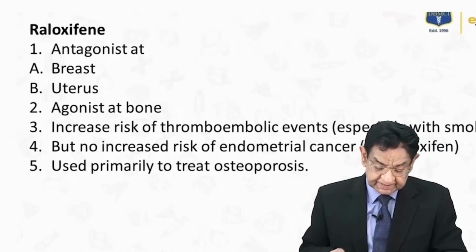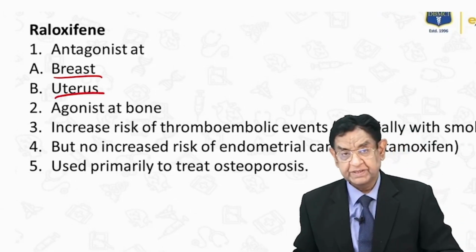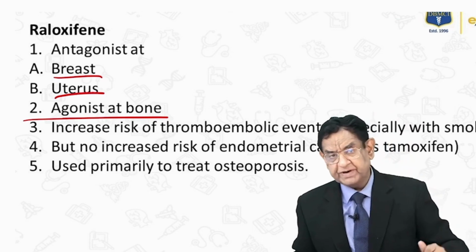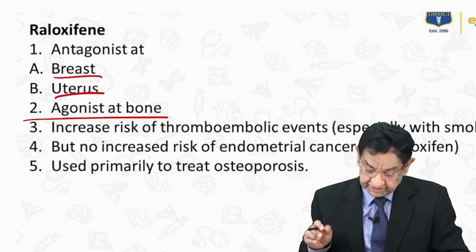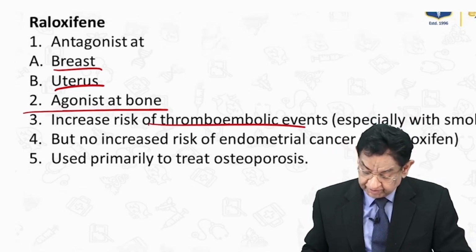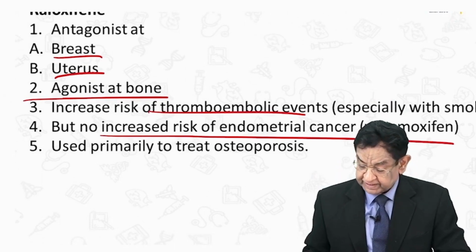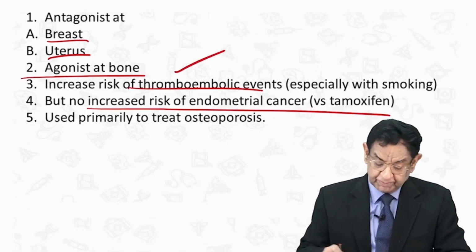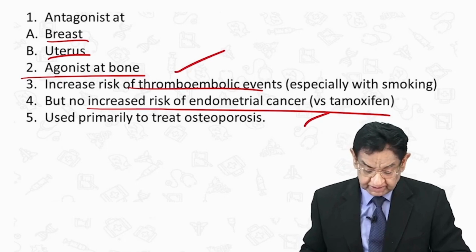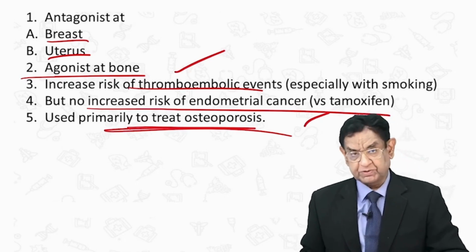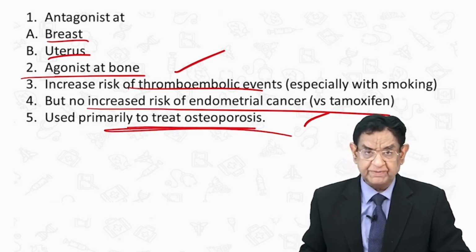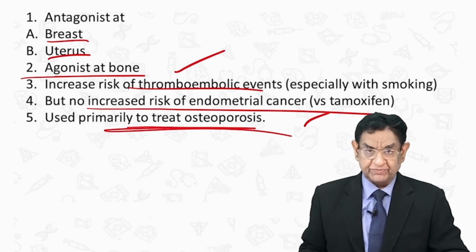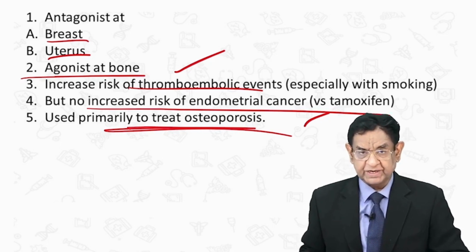Raloxifene is another drug. It's an antagonist at breast and uterus, but it is an agonist at the bone. Point to be noted, again it has two different types of action at two different places. Again, there is an increased risk of thromboembolic phenomena, but there is no increased risk of endometrial cancer as compared to tamoxifen. Note this very carefully. Thromboembolic phenomena can happen, but endometrial cancer chances are not there. Primarily, we use it to treat osteoporosis, especially in postmenopausal females. We all know very well that in postmenopausal females, the problem of osteoporosis is very, very high. In such cases, it is a good drug to use.